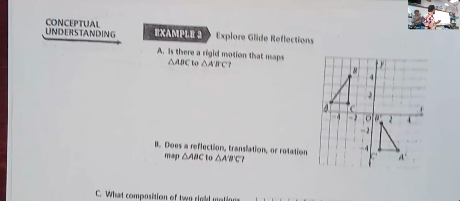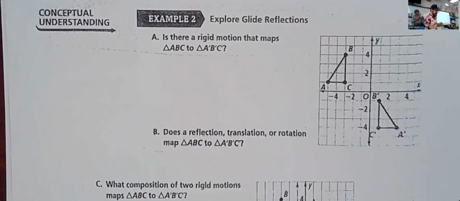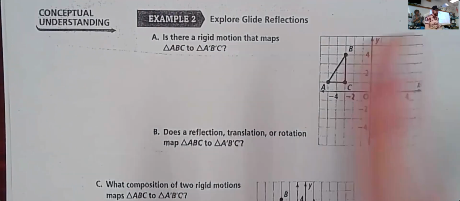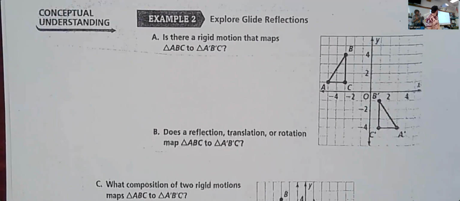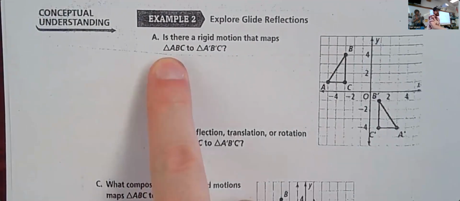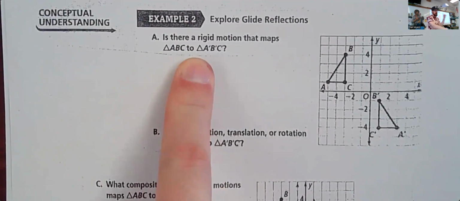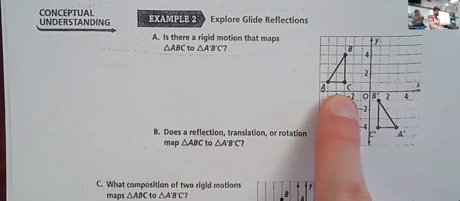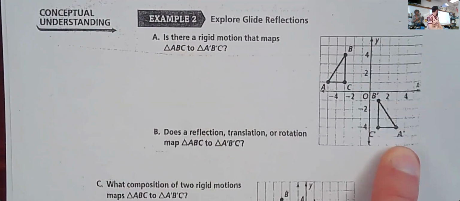Today the first thing we're going to be talking about is called a glide reflection. We'll get to a definition of that after we look through this example here. So the first question is, is there a single rigid motion? When it says a rigid motion, it means one thing. Is there one thing we could do rigid motion wise to get from ABC to A prime, B prime, C prime? No, why not?